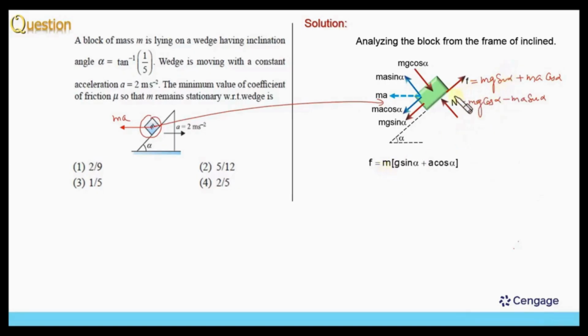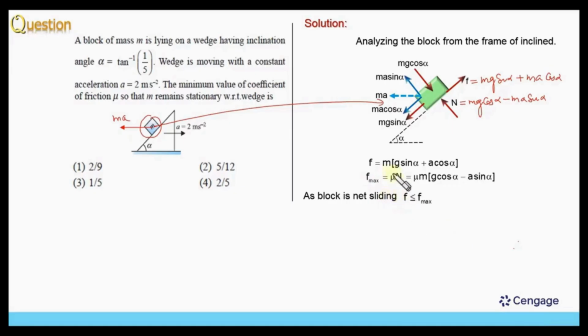Now let us calculate the limiting friction force, that is, the maximum possible value of the friction force. This value is equal to mu multiplied by N, where N is equal to mg cos alpha minus ma sin alpha. Here again we can take small m common. So this value is mu multiplied by m(g cos alpha minus a sin alpha). The block is not sliding. It means this real friction force should be less than or equal to the maximum possible friction force. That means f should be less than or equal to f max.